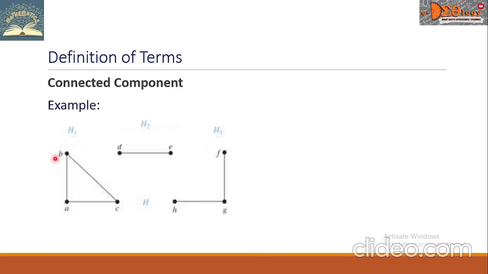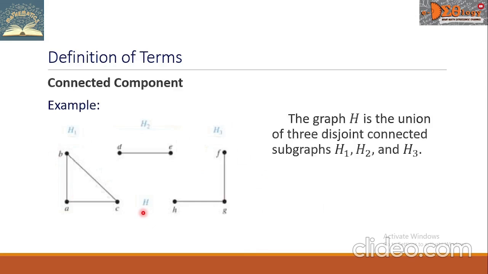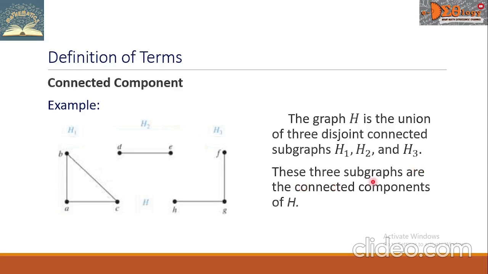Example, we have this graph. This is graph H. The graph H is the union of three disjoint connected subgraphs, namely H sub 1, H sub 2, and H sub 3. These three subgraphs are the connected components of H.